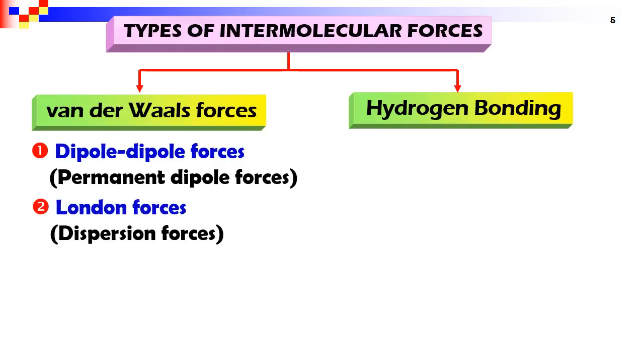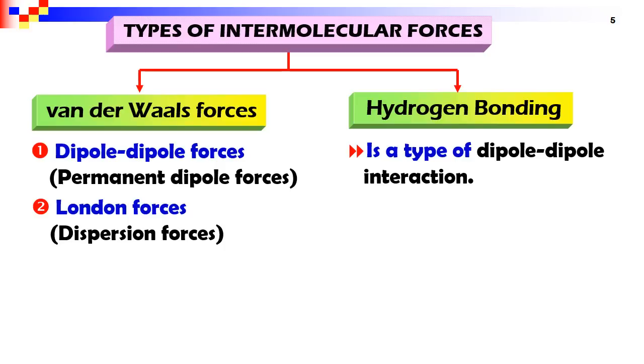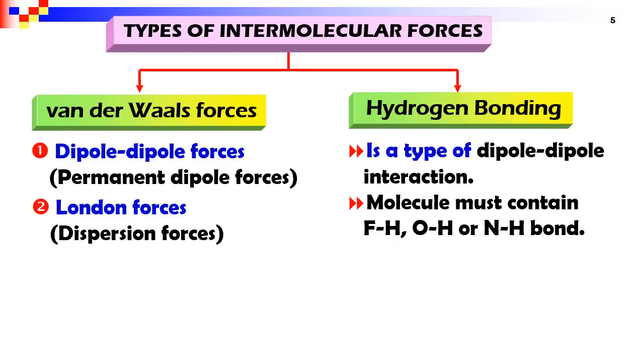The second type of van der Waals forces is the London forces, also called dispersion forces. Hydrogen bond is a type of dipole-dipole interaction because it exists between polar molecules. Hydrogen bonding is conditional, meaning that the molecule must contain FH, OH, or NH bond in order to exhibit hydrogen bonding.